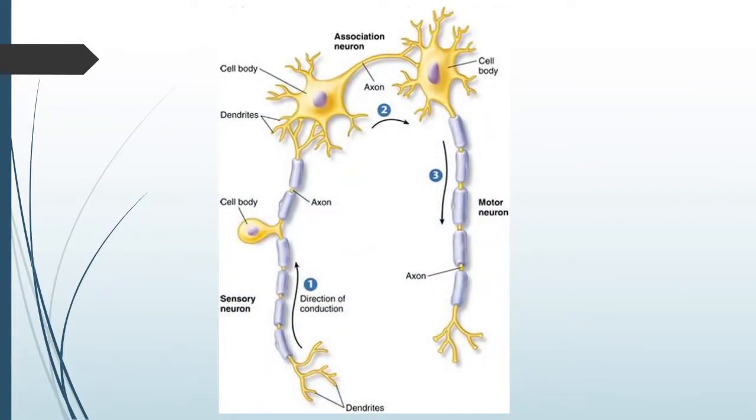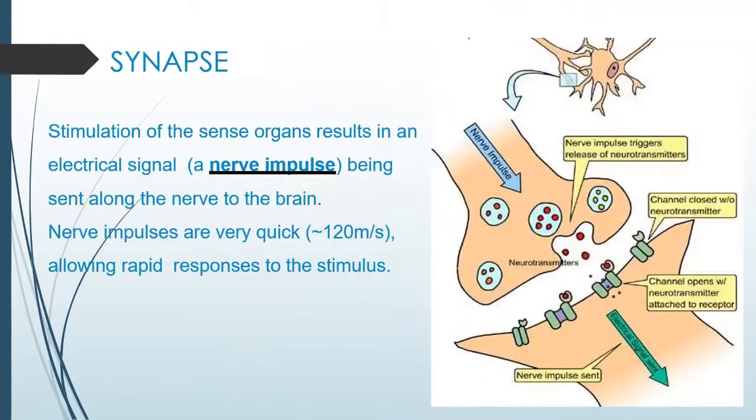Here you can see all of them. This is your sensory neuron, which has the cell body in between. Here you have the motor neuron, which has the cell body at the start of it. Both of them consist of a myelin sheath, whereas this association neuron, or your relay neuron, does not have a myelin sheath. So please understand this properly, as to how to differentiate between a sensory neuron, a relay neuron and a motor neuron.